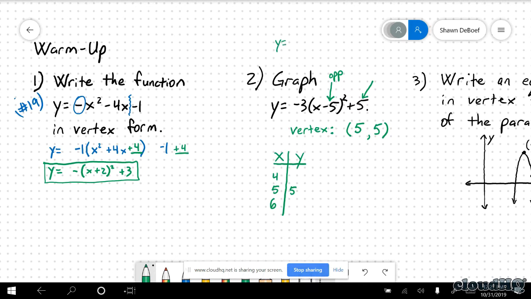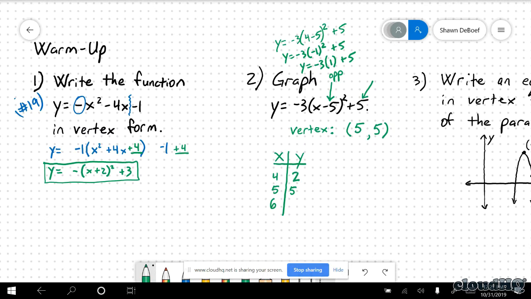So y will equal -3 times (4 minus 5) squared plus 5. Make sure you follow your order of operations. 4 minus 5 is -1. So -1 is squared. Square before you multiply, so square the -1, giving you +1. So we have -3 times 1, which is -3, plus 5. -3 plus 5 gives us 2.